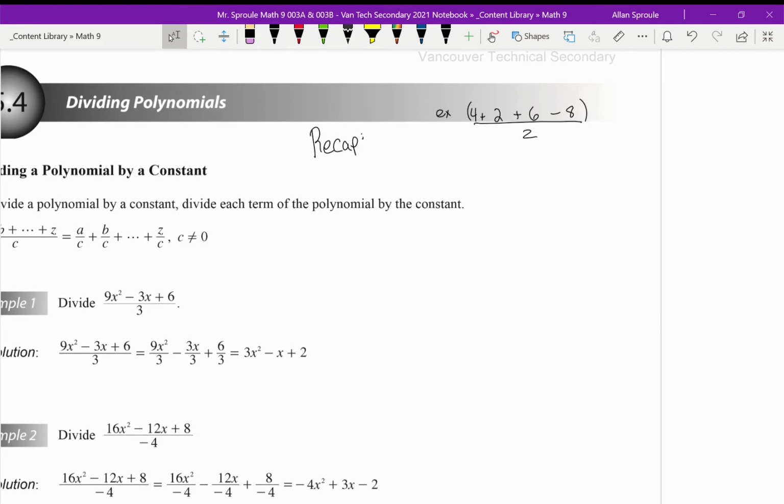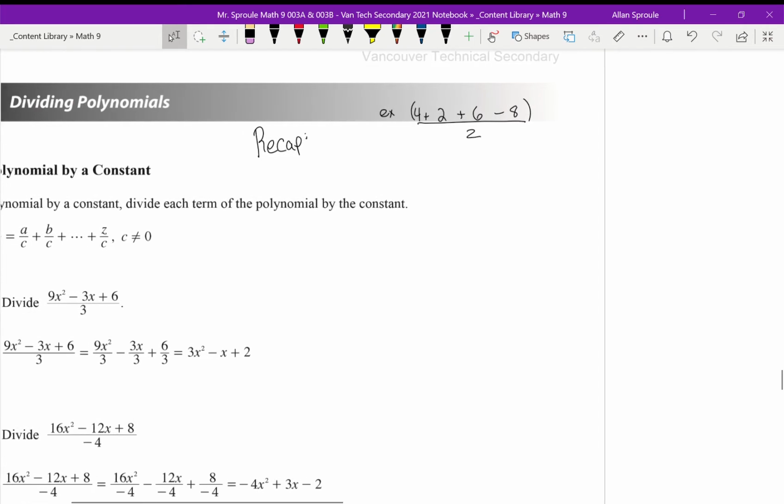Now, this is an example of basically two polynomials. On top, I have four terms: 4 plus 2 plus 6 minus 8. At the bottom, I've got a constant, just 2, and I'm dividing the two by each other. So there's two ways that I can go about solving this.